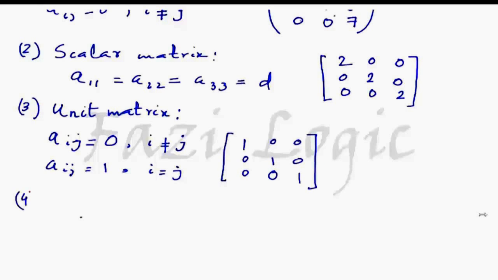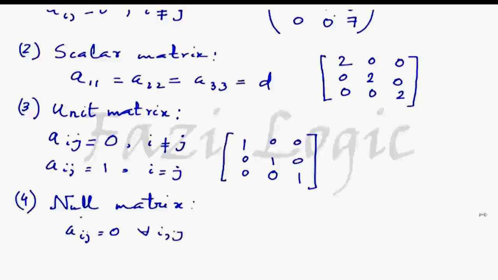The fourth one is the zero matrix or null matrix. From the definition, it is very clear that all the elements of a null matrix are 0. That is, Aij equal to 0 for all i and j. Next is the upper triangular matrix.